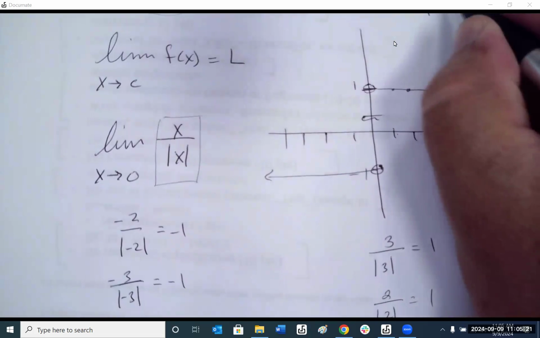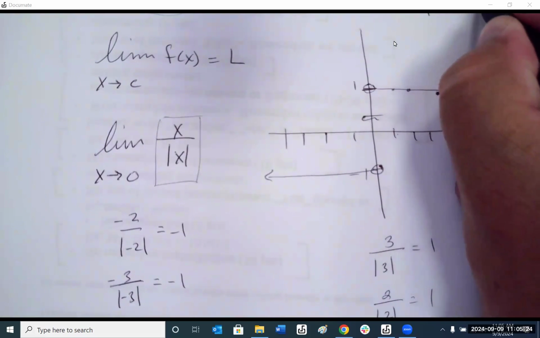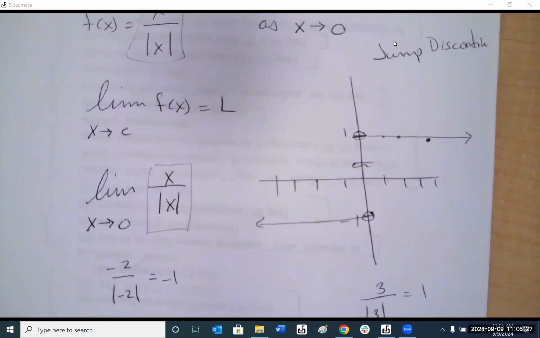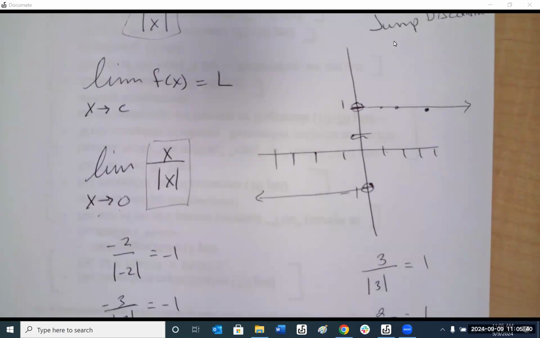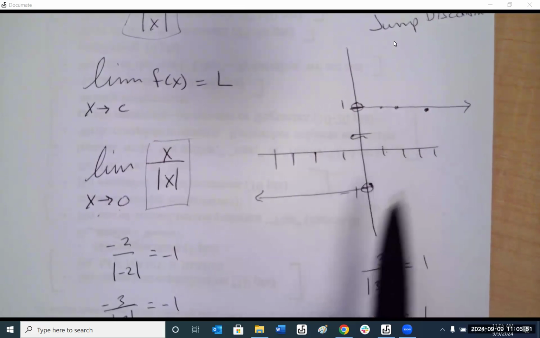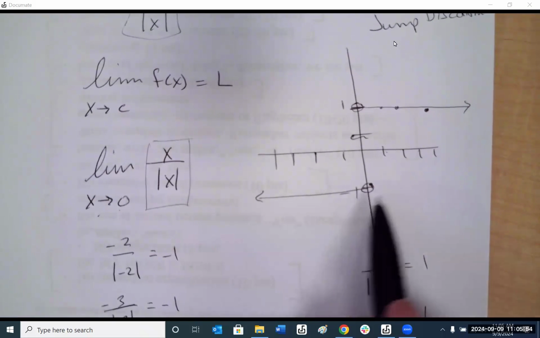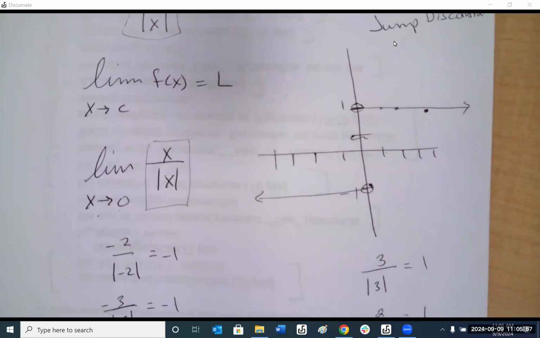Is it zero? Because I see they're both open circles. Well, it can't be, because there's no way this function can ever be equal to anything, because if you plug in 0, it's 0 over 0. It's a jump discontinuity. So it tells you that the limit of this function doesn't exist. But we see from the graph, if we approach it from the left or from the right, we do have limits. The limits do exist. They're just not equal.